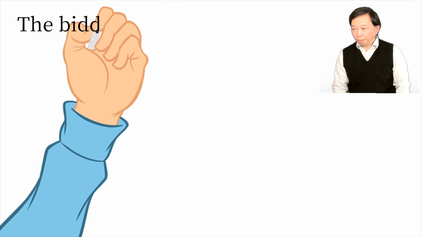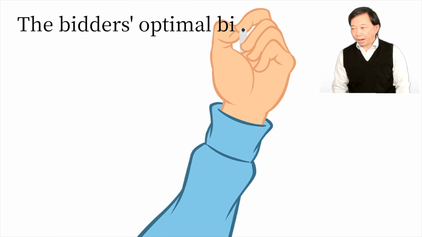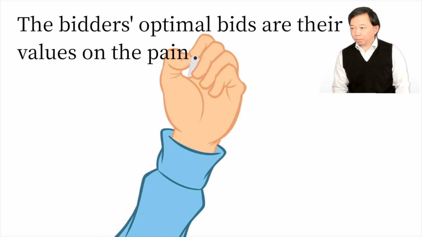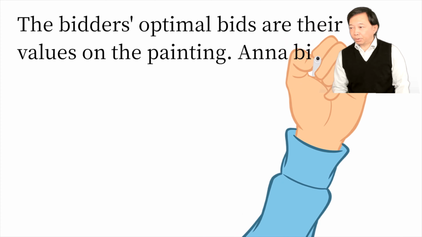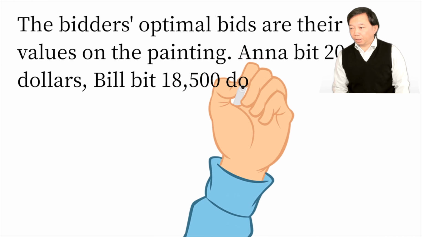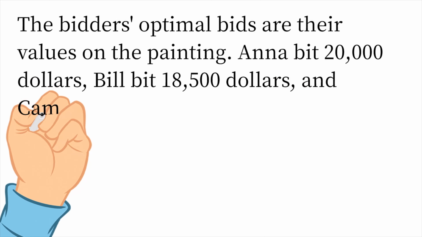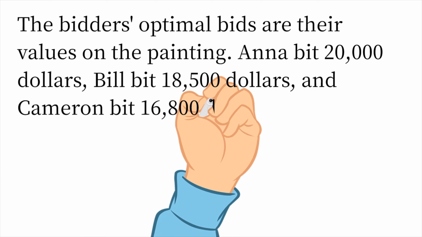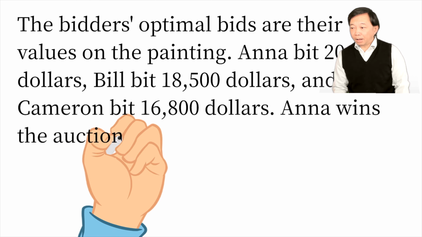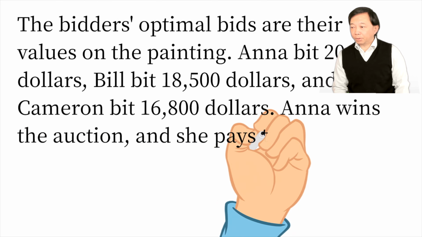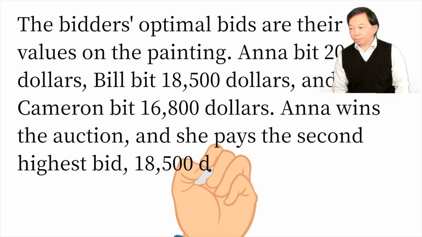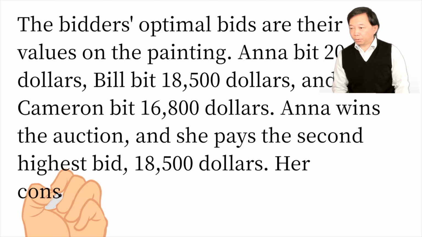The bidders' optimal bids are their values on the painting. Anna bid $20,000, Bill bid $18,500, and Cameron bid $16,800. Anna wins the auction and she pays the second highest bid, $18,500. Her consumer surplus is $1,500.